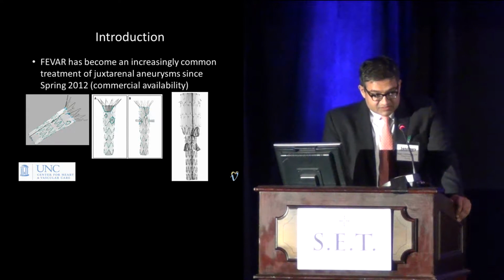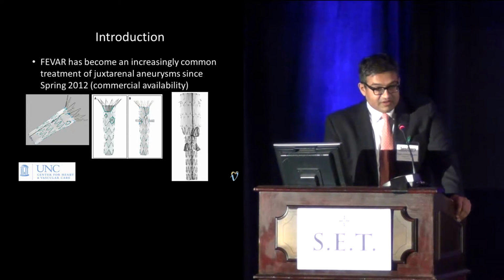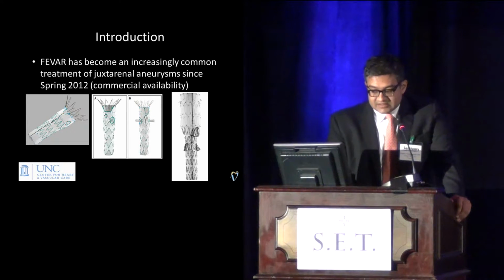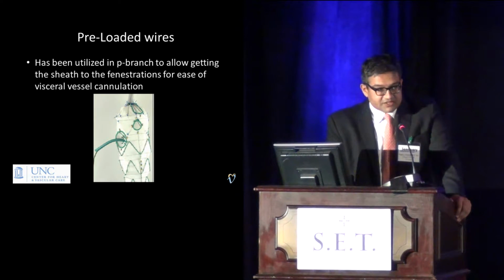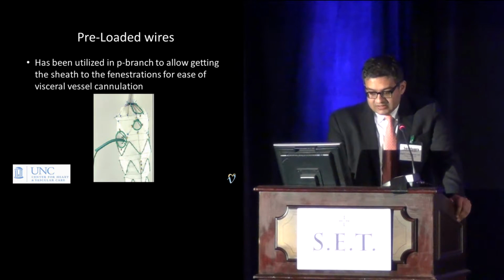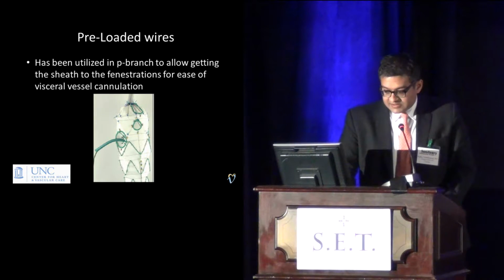So since spring of 2012, fenestrated endovascular repair has been commercially available in the United States. And since that time, there have been other fenestrated or branch technologies available in trial, such as the Cook P branch, as well as the T branch device. With these devices and treatment of more complex aortic aneurysm anatomy, there also becomes a use of new adjunct techniques to help perform these cases.